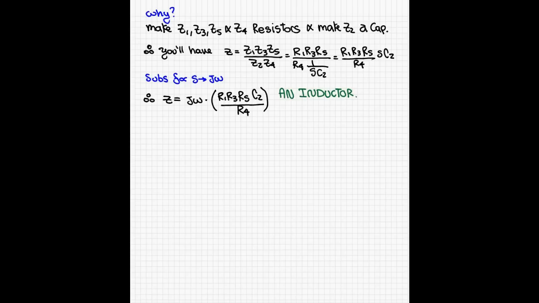Why? Well, we said before, remember the impedance of an inductor is equal to j omega L, correct? This part right here takes the form of L. And so in other words, this is the expression that they give you in the book: L is equal to R1 times R3 times R5 times C2 over R4. Okay, so it's very nice.